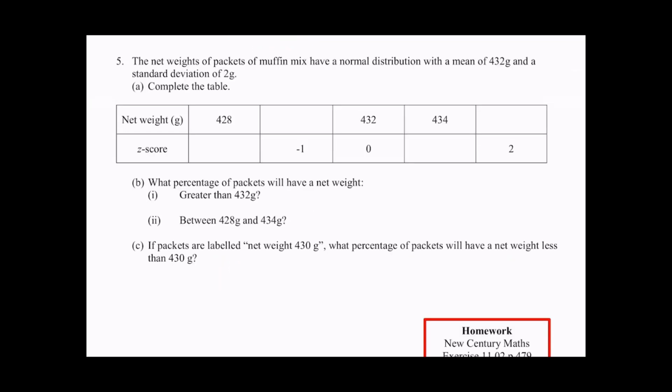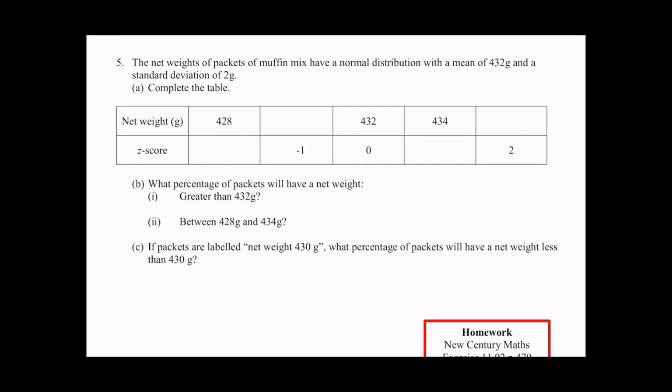Looking at this next question, it's just more work on the z-score, just using the formula. So pause the video and see if you can work the z-score forwards and backwards 4 times to come up with these answers. So you should get negative 2, 430, 1, and 436.